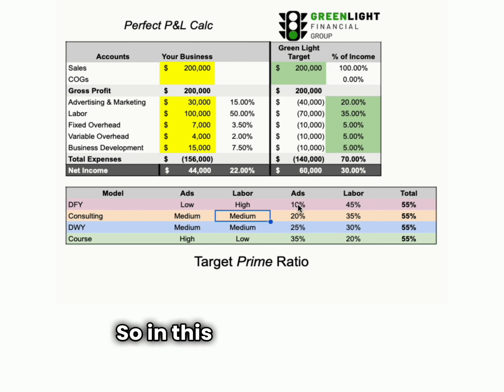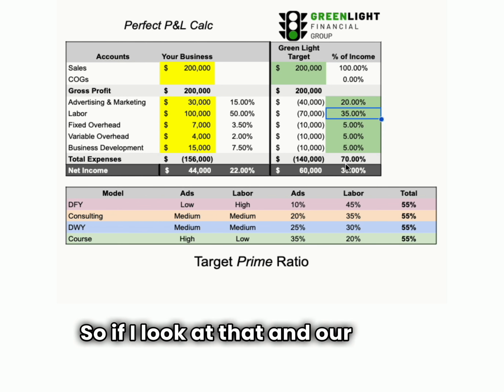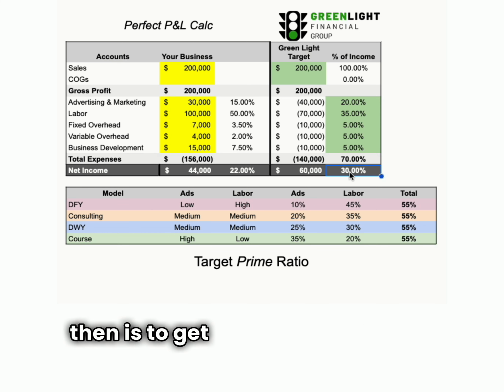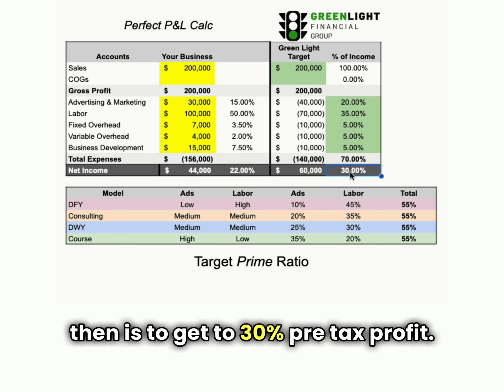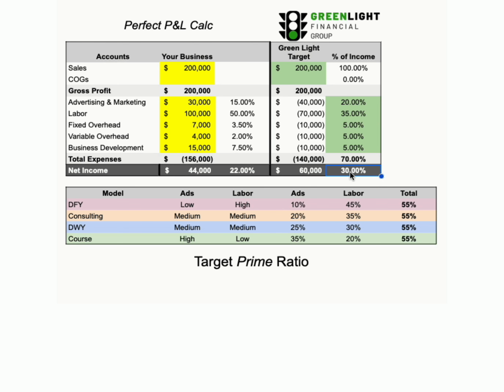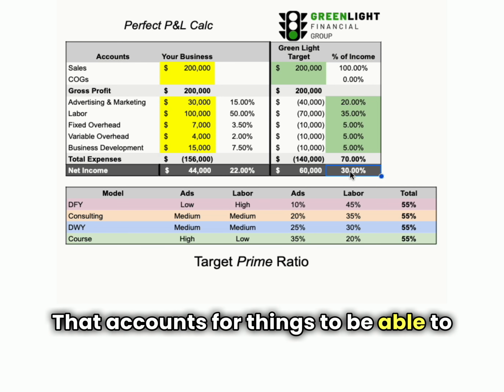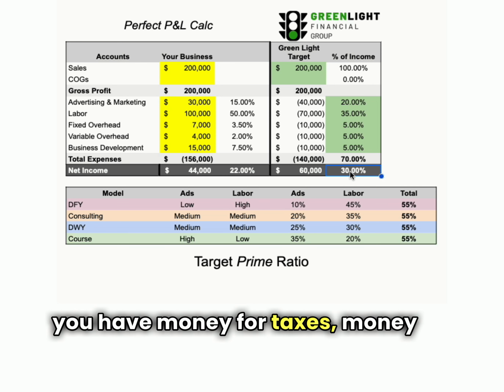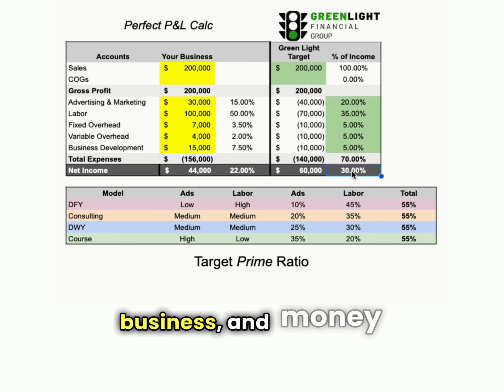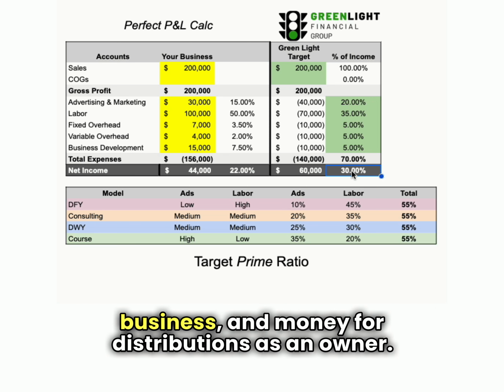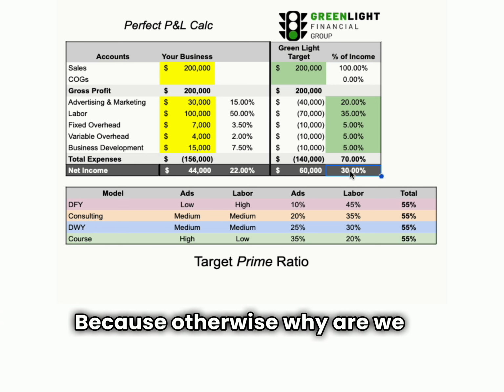So in this particular case, we're focusing on consulting. So we see the 20% and the 35%. So if I look at that, our target then is to get to 30% pre-tax profit. That for me is the goal across the board as a minimum with my clients. That accounts for things to be able to make sure you have money for taxes, money for growth in the business, and money for distributions as an owner. Because otherwise, why are we in business?